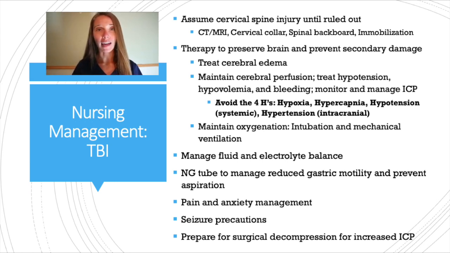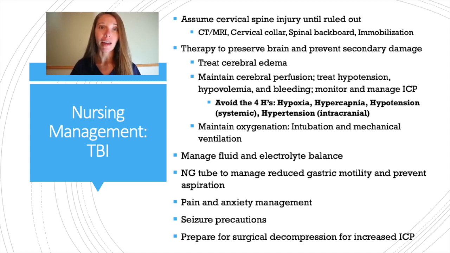We need to, again, break that cycle of the 4 H's, that hypoxia, hypercapnia, hypotension, which is systemic, and then hypertension, which is intracranial. So in order to avoid or prevent further hypoxia, we want to maximize the amount of oxygen that we get to the brain, right? And we want to decrease the amount of CO2 and other acids that are building up in the brain. And the way we do that is usually through mechanical ventilation and ABG monitoring to make sure that we are at those therapeutic levels, optimal oxygen and optimal CO2 levels.